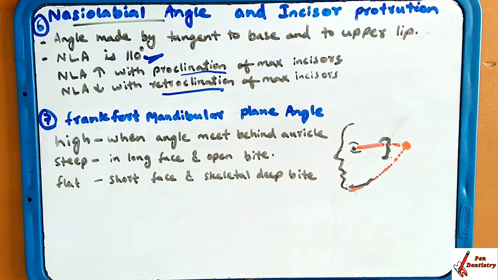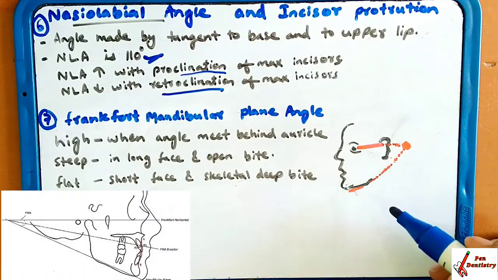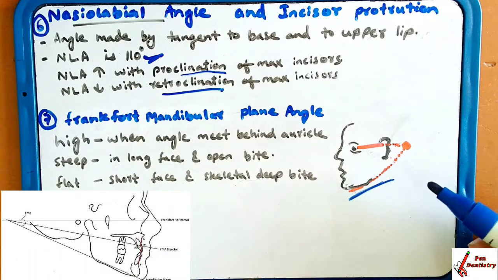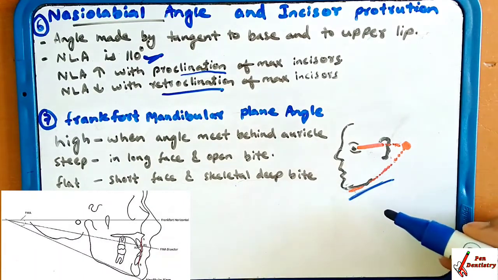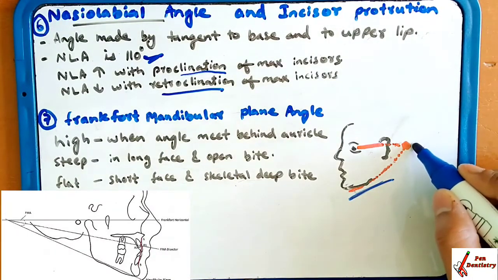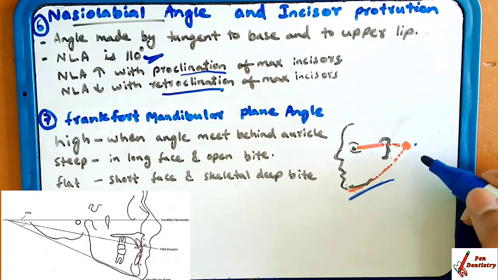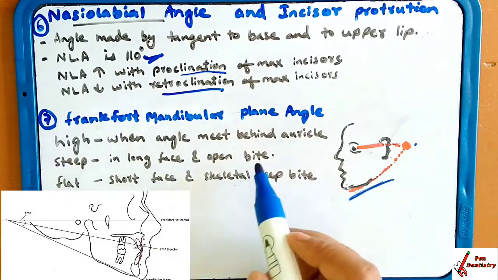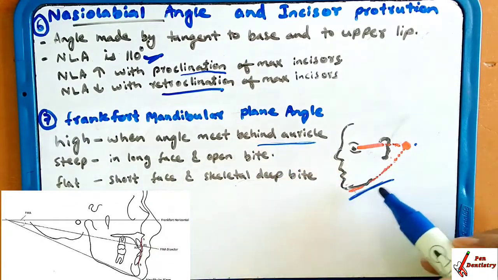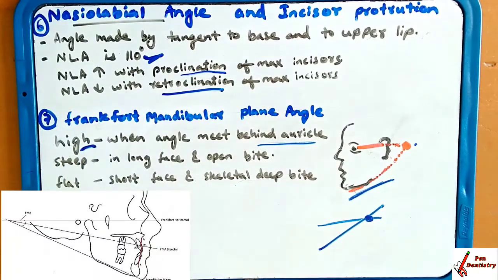Seventh one is Frankfurt mandibular plane angle. When the line of the Frankfurt plane and the mandibular plane are joined, and they meet behind the auricle or in the occiput, this is the high Frankfurt mandibular plane angle. When we draw the two lines like this and they meet behind the auricle, then this is the angle with a high Frankfurt mandibular plane.